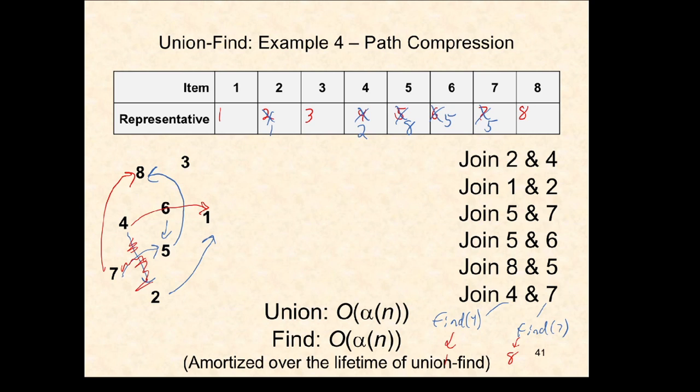So union is alpha of n, find is alpha of n if we amortize it over the lifetime. Some of them will be O of 1, some of them will be a little bit longer than 4 or 5, but in the amortized analysis, because of the path compression, we will get an average cost that is constant.